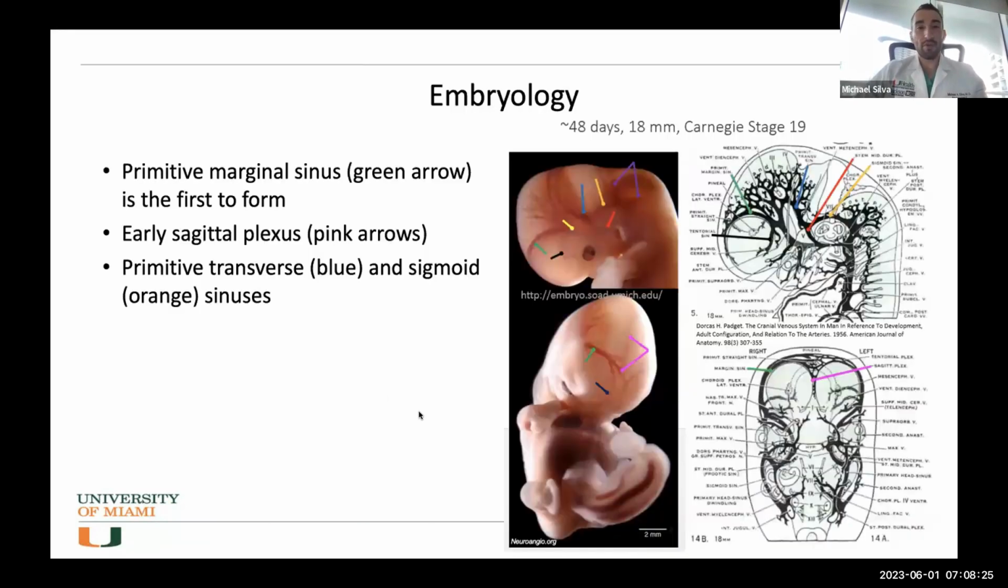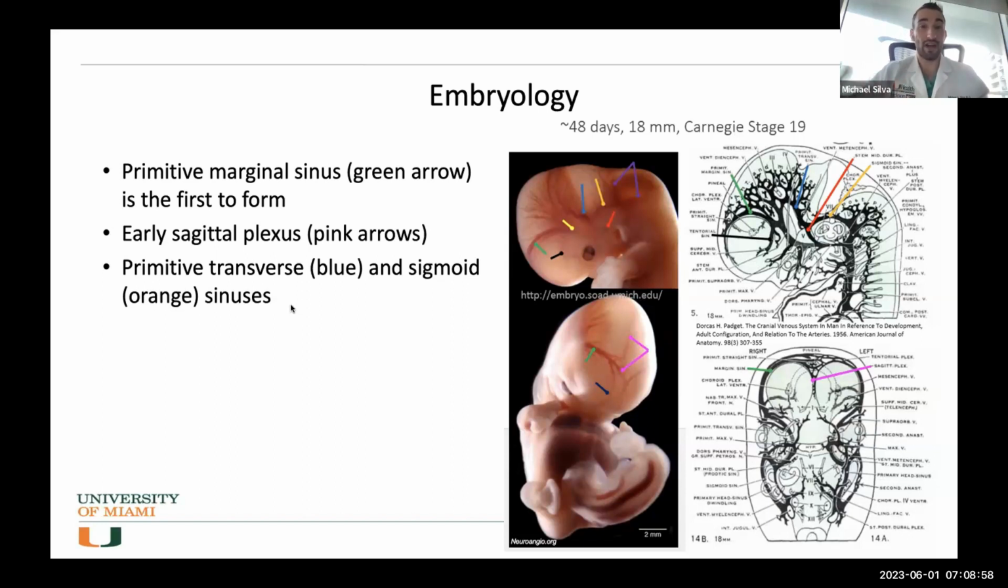So I'll briefly touch on embryology. It is important to think about embryology because it does affect a lot of the pathologies that we treat as well. You can think of the venous system as developing from brain demand. For instance, initially the telencephalon isn't fully developed, and so you don't necessarily have a huge superior sagittal sinus. The main vein that you can see here is what's called the primitive marginal sinus. It's that green arrow, and superior to that, you see in pink this early sagittal plexus.